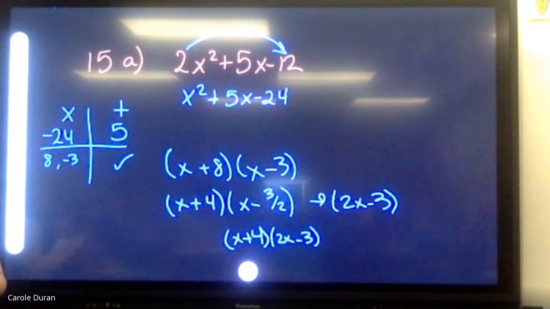Any questions on rainbowing or factoring that way? So it's not called Skittles? You can call it Skittles if you want to.